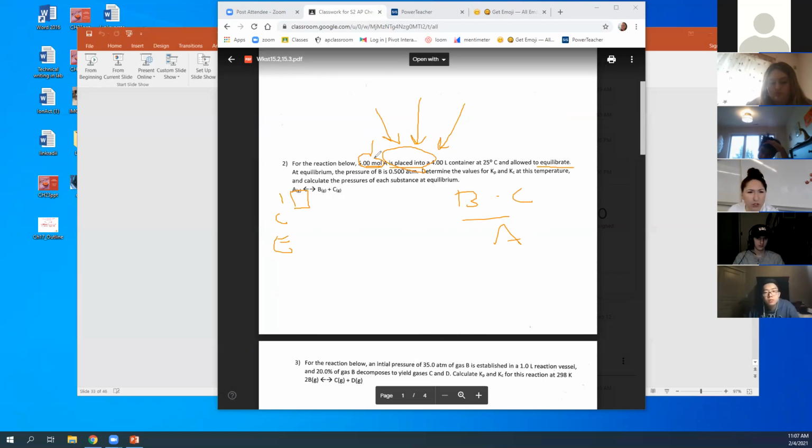Can I put moles into an ICE table? Nope. Got to put them into molarity, right? So don't forget to divide by 4 first. Moles over liters. Then you can put it there. And then what else we got? At equilibrium. Ooh, I like that. Pressure. Wait, hold on. Okay. We've got pressure and we have concentration. We can't put in both. Let's see what we can do.